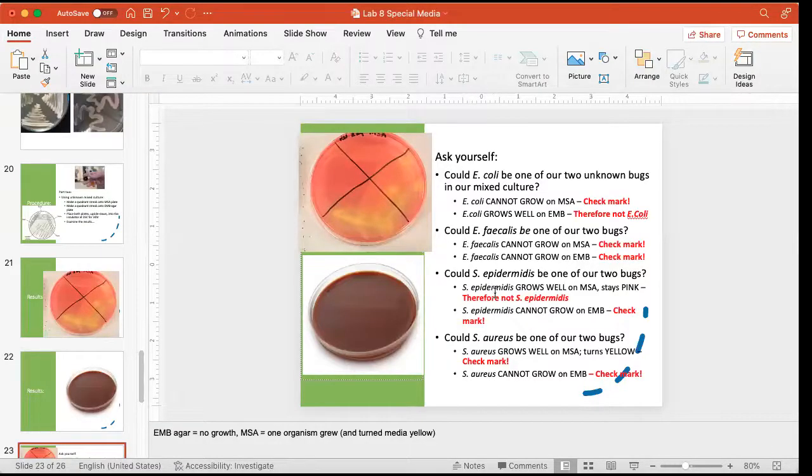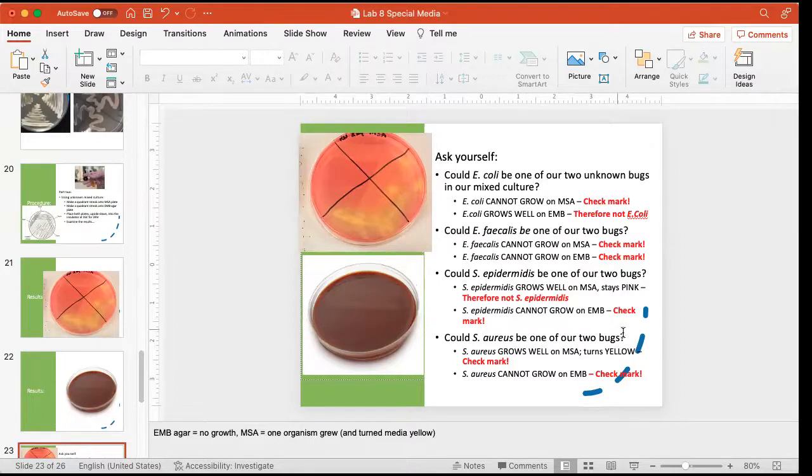How about Staph epidermidis? Staph epidermidis should grow well on MSA, and the media should stay pink. I didn't see that. I didn't see any growth on this plate that left the media pink. So Staph epidermidis cannot be one of my unknown organisms. And in addition, I would not expect Staph epidermidis to grow on EMB because it's a gram-positive organism.